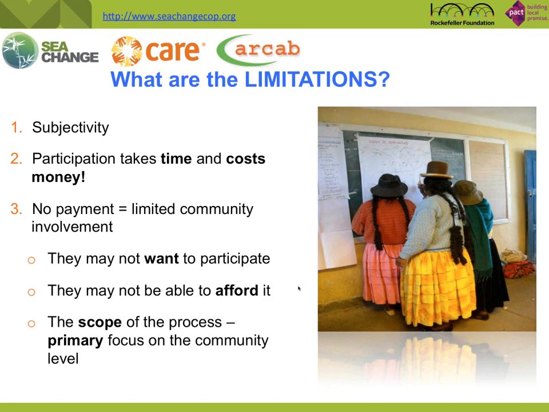A lot of times, we can't just assume that community members will want to participate for free, because they may not want to participate without being financially compensated, or they may actually not be able to afford it, because there's an opportunity cost involved. A lot of times when we do consultations and community-based exercises in the community, people have to take time away from their livelihoods, and it's actually a very important decision for them to make.